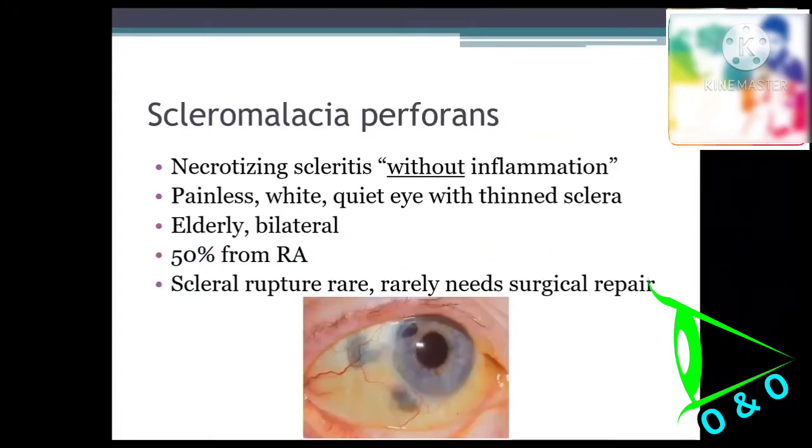Next type of scleritis is scleral malacia perforans, or necrotizing scleritis without inflammation. This is a painless white quiet eye with thin sclera. Typically, you'll see it in elderly patients, very commonly bilateral. 50% of these cases are from rheumatoid arthritis. So you can see these thinned areas of sclera with some of the uveal tissue showing through. Scleral rupture is thankfully rare, and it rarely needs surgical repair. But again, medical treatment is warranted.